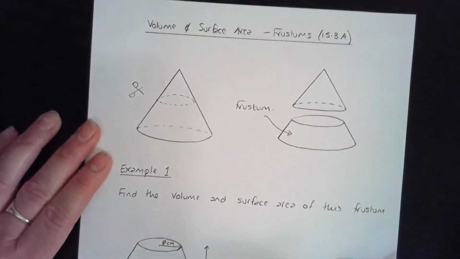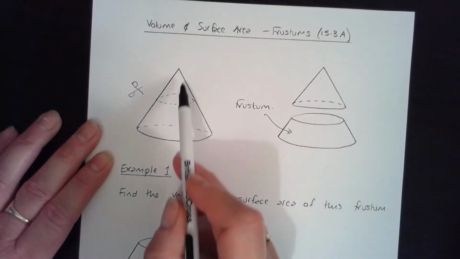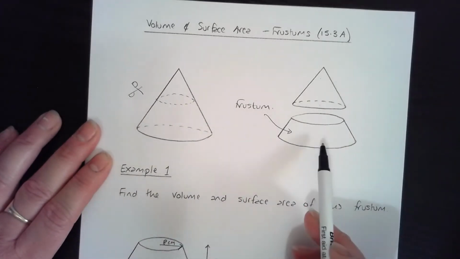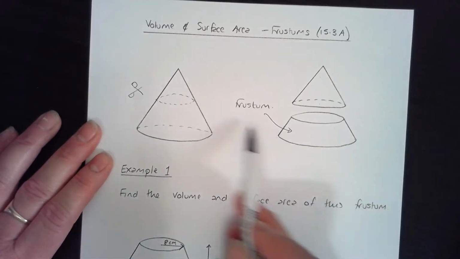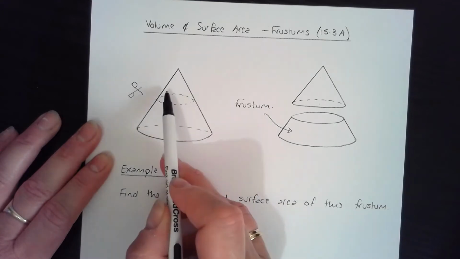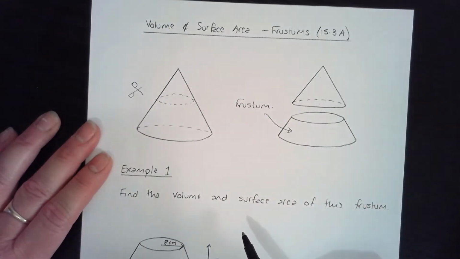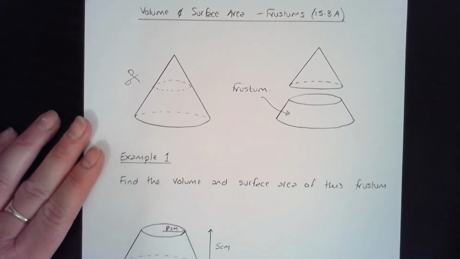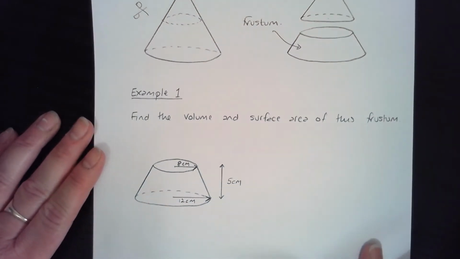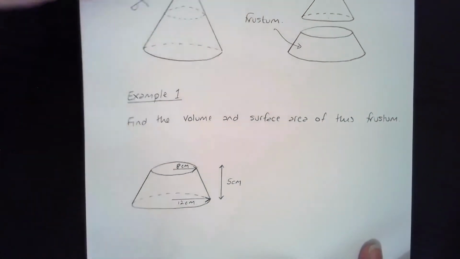So as I'm sure you can see, if I wanted to find the volume of the frustum, I take the volume of the large cone and I subtract the volume of the smaller cone. It's relatively straightforward when you see it like that, but it can be a little bit more complicated when you see it as it is in example 1.